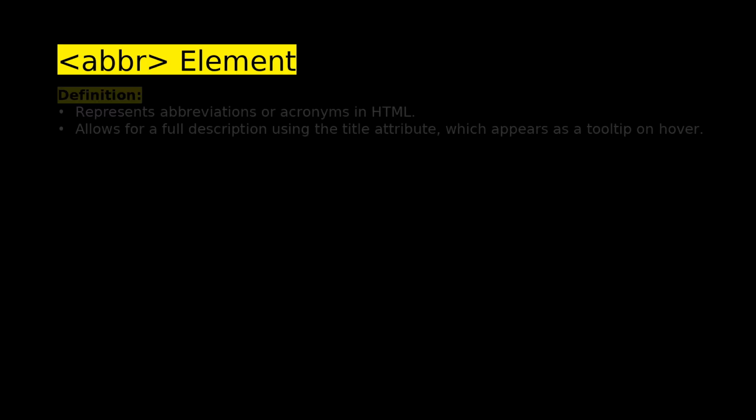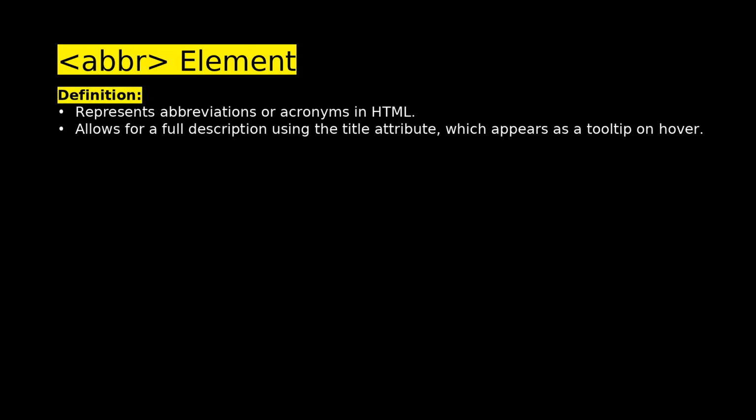Now we have a new element, which is the abbreviation element. The abbreviation element is used to represent abbreviations or acronyms in HTML. It allows you to provide a full description of the abbreviation using the title attribute, which displays as a tooltip when users hover over the text.